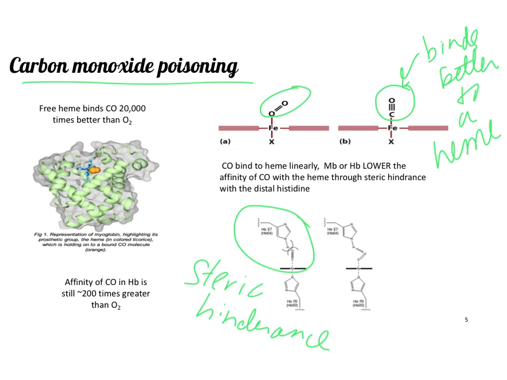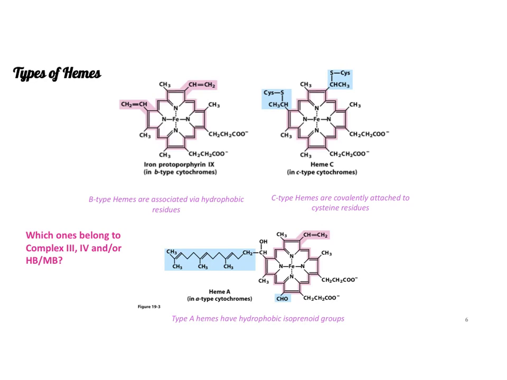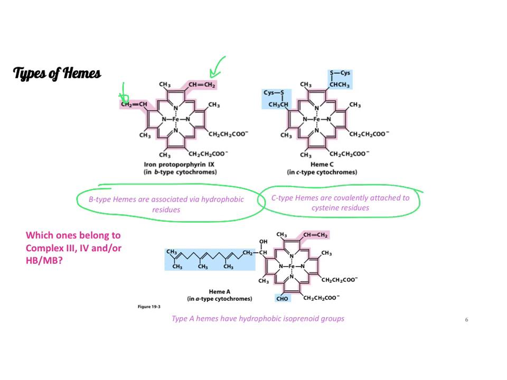All right, so we've met several hemes. We've met all three types of hemes that you'll ever be introduced to in this class. We have B-type hemes that are associated with hydrophobic residues. So the hydrophobic residues of the protein would interact with these functional groups right here. C-type hemes are associated via disulfide bonds or by covalently linking to a cysteine. That's how it's attached to the protein. And then A-type hemes have these large isoprenoid groups, which are also associated via hydrophobics.